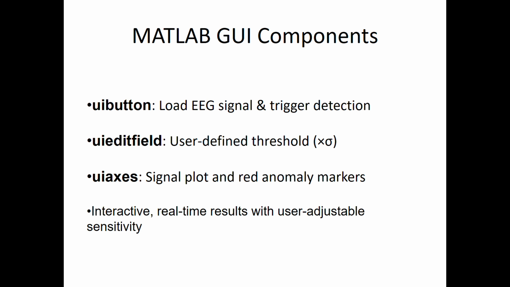The GUI itself includes several components: buttons for loading data and detecting anomalies, an editable field for threshold input, and a plot area that displays the signal in blue with anomalies highlighted in red. The GUI is built using standard uifigure, uibutton, and uiaxes commands.